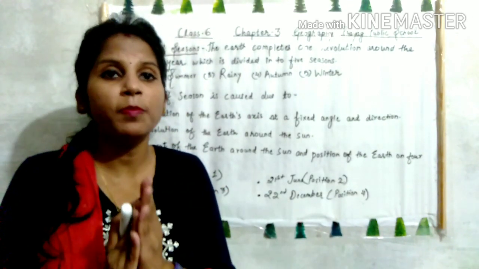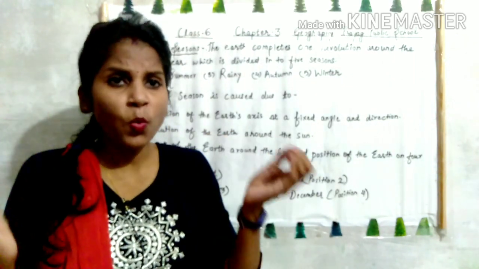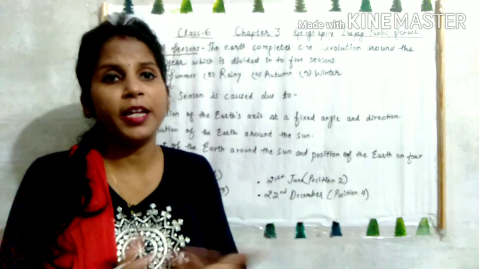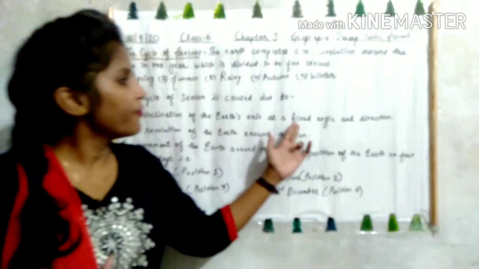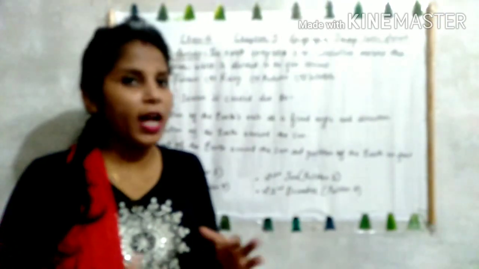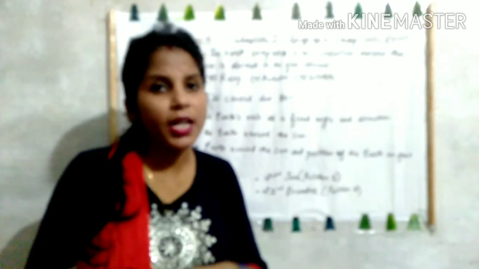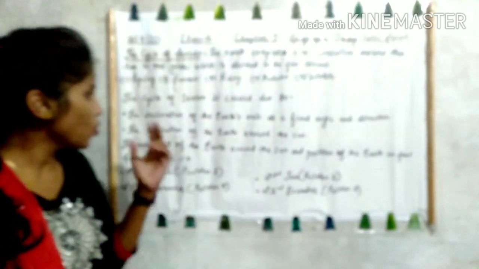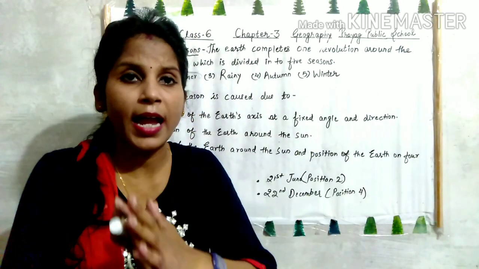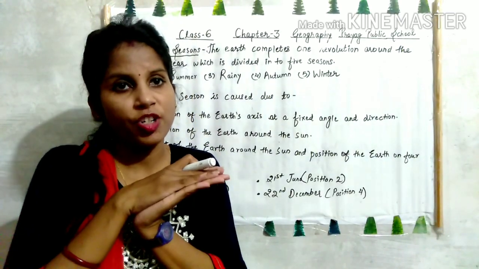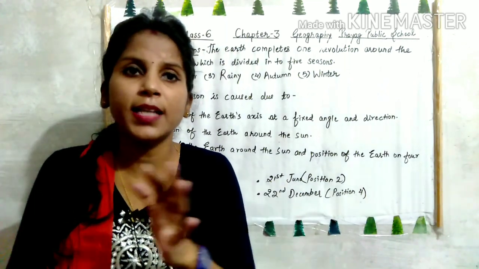23.5 डिग्री, अपने वर्टिकल प्लेन से 23.5 डिग्री टिल्टेड है. एंड ऑर्बिटल प्लेन पे ये अपना 66.5 डिग्री का एंगल बनाती है. तो इसका फिक्स्ड एंगल 23.5 डिग्री हो गया, 23.5 डिग्री वर्टिकल एंड 66.5 डिग्री ऑर्बिटल प्लेन. एंड डायरेक्शन क्या है? वेस्ट टू ईस्ट. So the inclination of the earth axis is at a fixed angle and direction. So earth is inclined, tilted at a fixed direction, that is from west to east, and fixed angle, that is 23.5 degree and 66.5 degree.